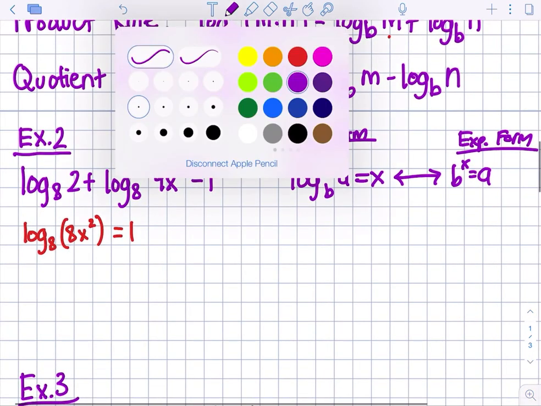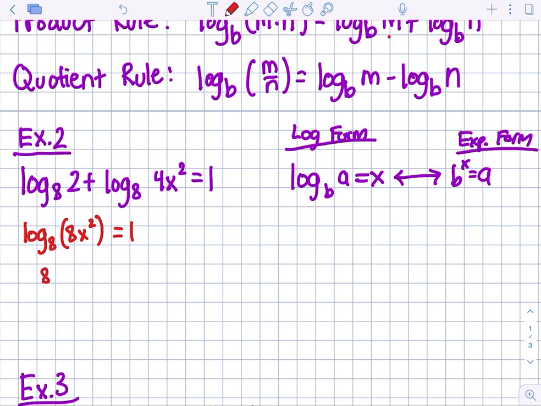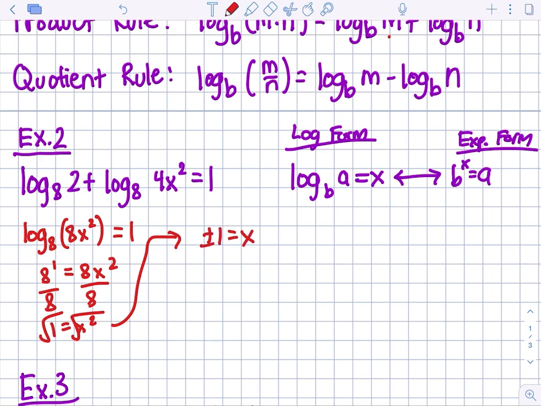So we're going to have 8 to the first is equal to 8x squared. And we just solve for x, divide both sides by 8. 1 is equal to x squared, square root both sides. Plus or minus 1 is equal to x. And then make sure you plug in both 1 and negative 1 into the original to make sure it's positive, which it is. So this looks to be correct. There are different ways to solve this, but you guys are going to have to get used to practicing your product rule.